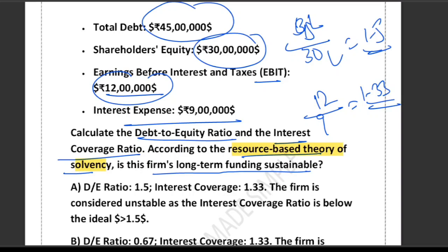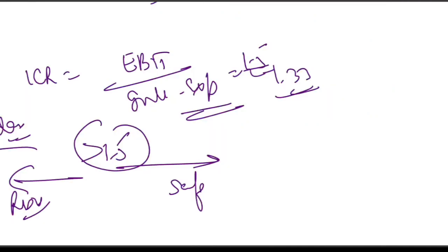So please remember, debt divided by equity is DER, and EBIT must be at least 1.5 times the interest expense to sleep peacefully. No safety cushion otherwise. So what we learned: debt equity ratio shows capital structure risk, interest coverage ratio shows repayment risk. Ideal coverage is above 1.5 for ICR.